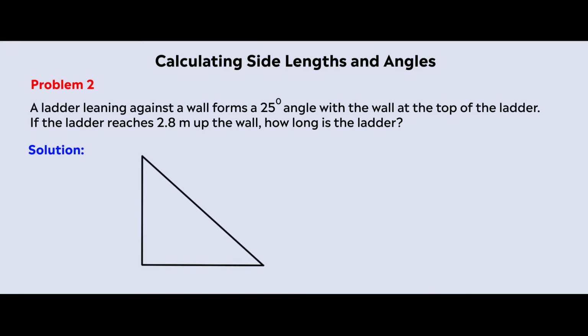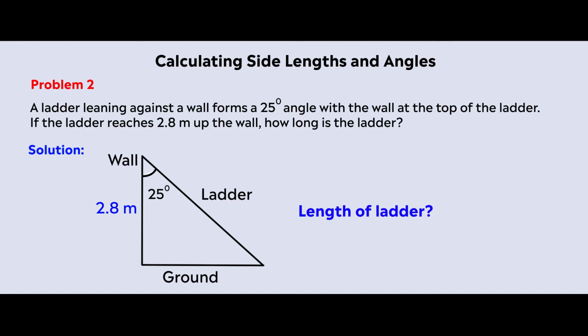So we have the ground and a wall which is 2.8 meter and a ladder is leaned against the wall and the angle formed between the wall and the ladder is 25 degree. So in the diagram we see that ladder is the hypotenuse. So we are asked to find the length of the ladder. Now using the given information, which trig ratio can we apply?